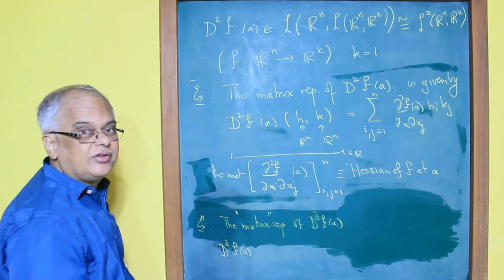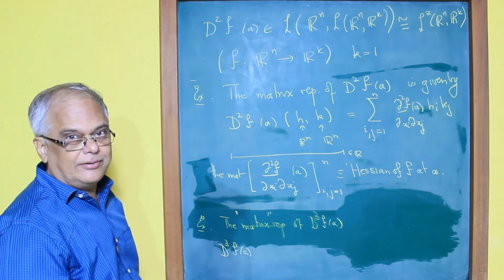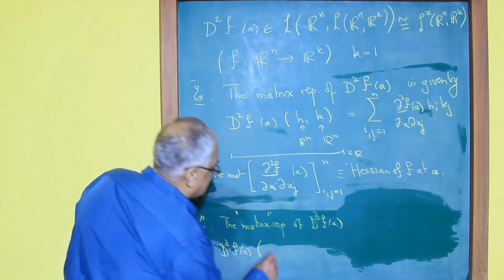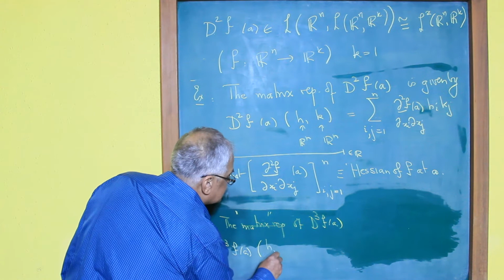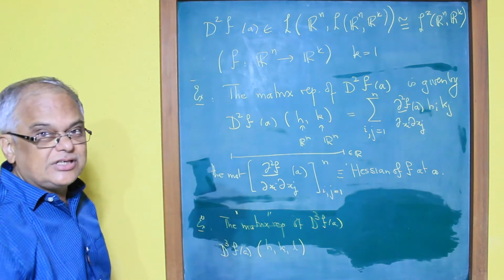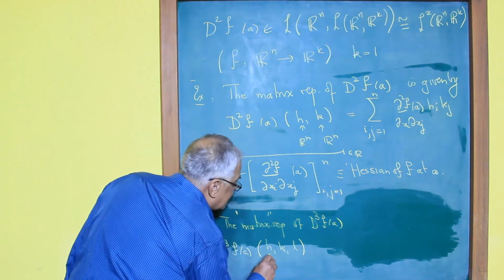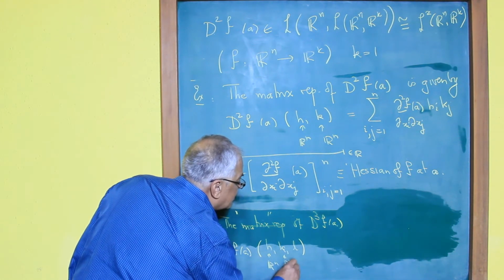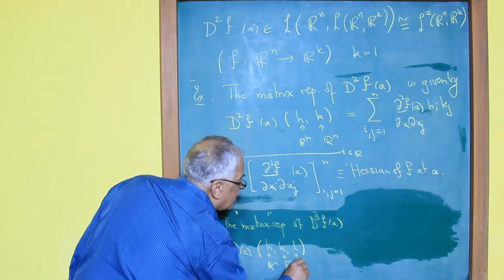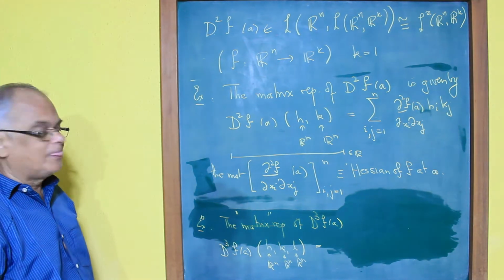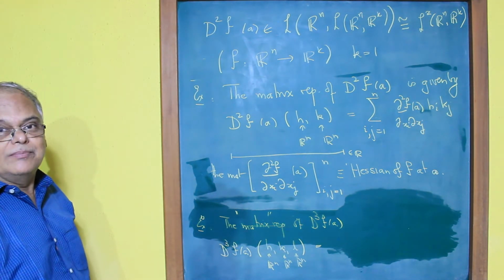D3F at A is a trilinear map on Rn. And therefore I should evaluate it at three vectors. I will call those vectors H, K, and L. Where are each of these vectors? Each of these vectors is in Rn. And this thing that I write down on the right hand side should be a number. What number should it be?